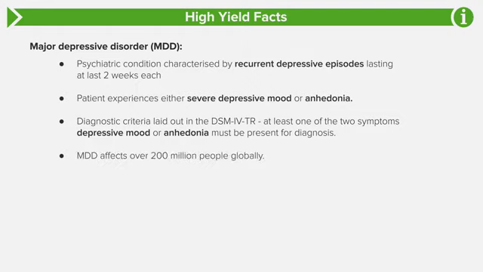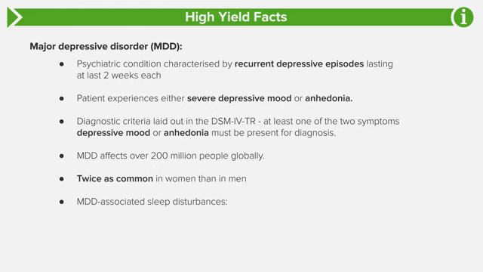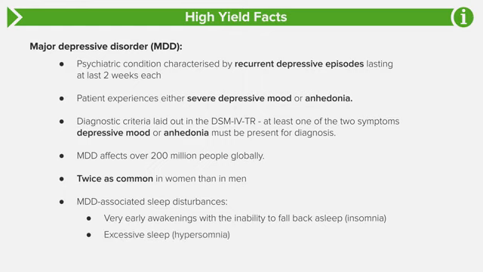Now, major depressive disorder affects over 200 million people globally and is nearly twice as common in women than in men. Now, major depressive disorder sleep disturbances are typically very early awakenings with the inability to fall back asleep, insomnia, or excessive sleepiness, hypersomnia. Now, treatment of major depressive disorder is generally a combination of both psychotherapy and medication, but it really depends case to case per patient.